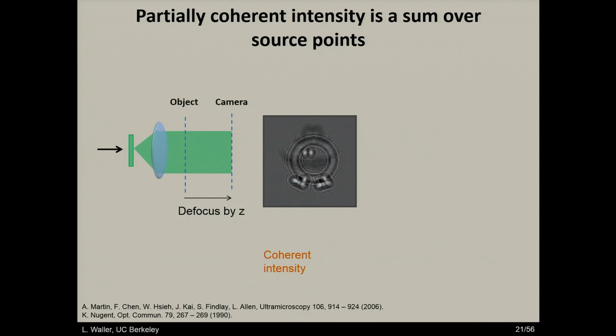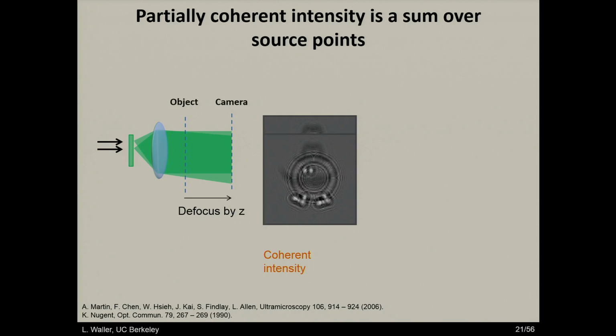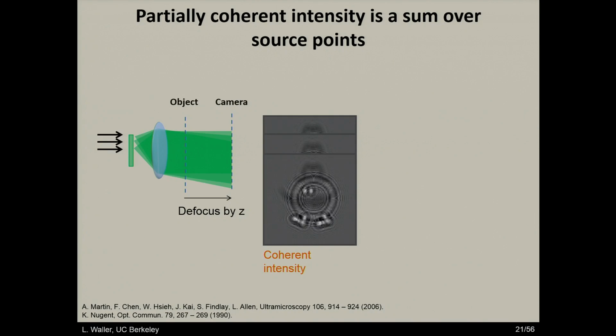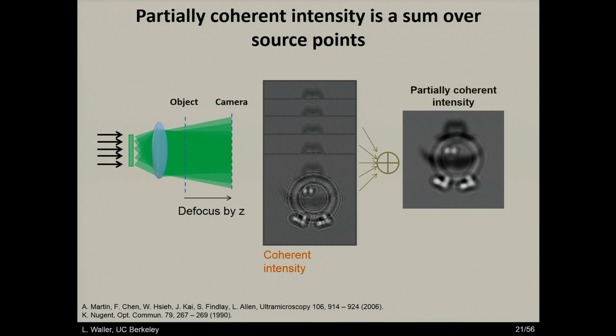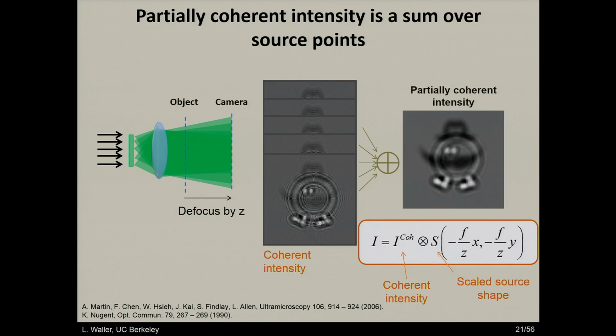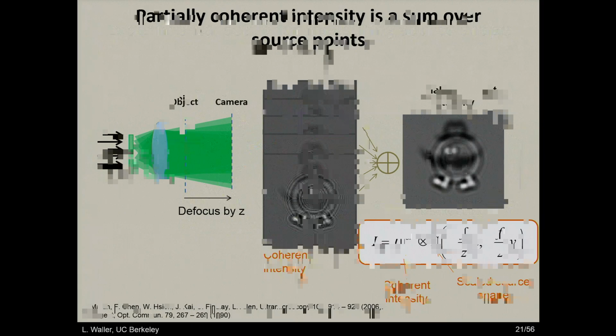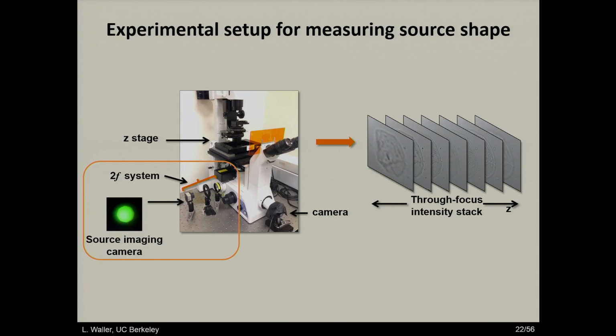So I take a single point on the source. It gives me this coherent, diffraction, ringy picture at some slightly defocused plane. But as I look at the images from every point on the source, I see that each one gives the same picture. It's just shifted, as the point on the source is shifted. So all these are shifted coherent images. My partially coherent intensity is the coherent one, what I would have gotten with a coherent laser or point source, convolved with S, the shape of the source, which scales as you go further out of focus.